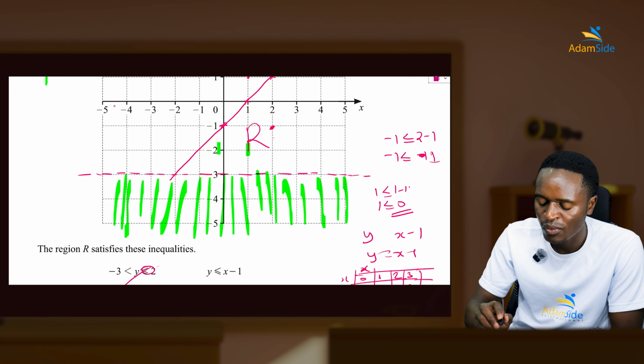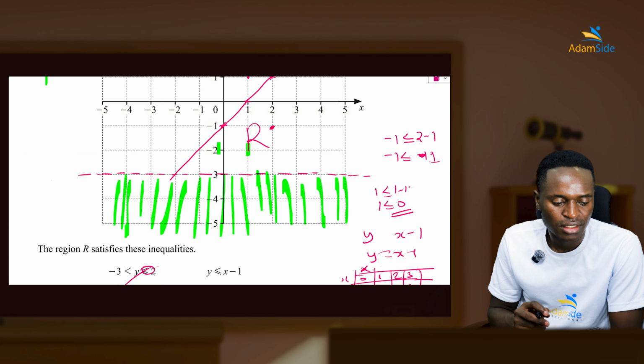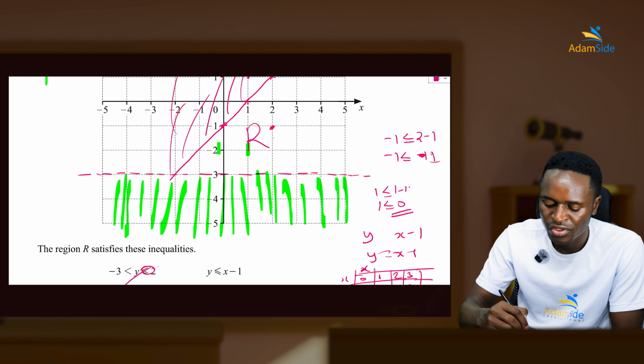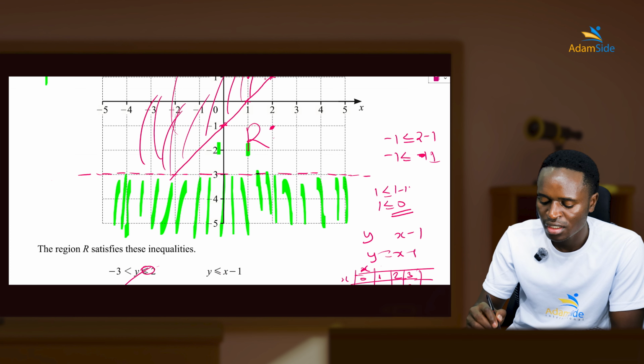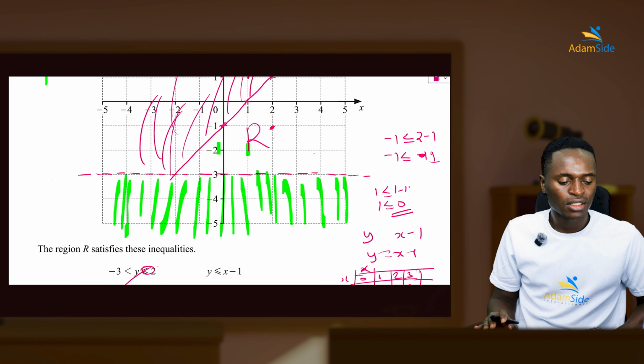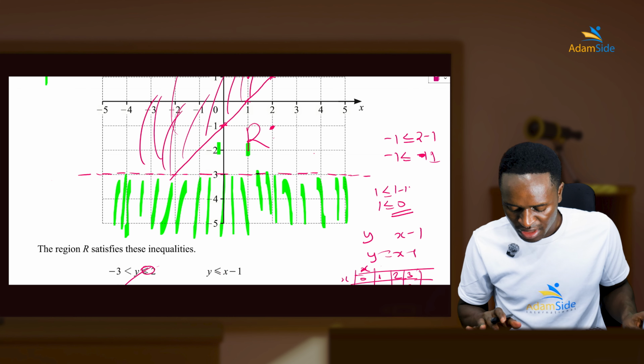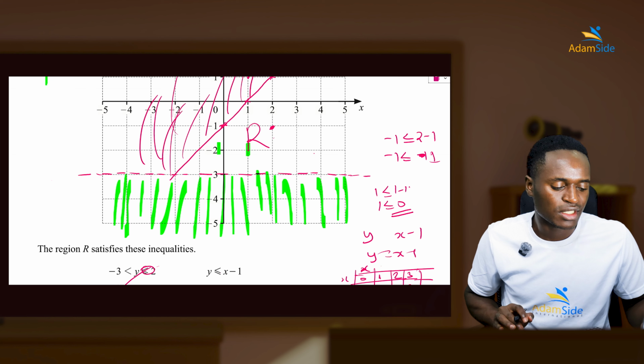All the values within these two boundaries satisfy the inequality. So you can shade the unwanted region and remain with this part. This is the part where all the points within here, if you use them, will satisfy both of your inequalities.